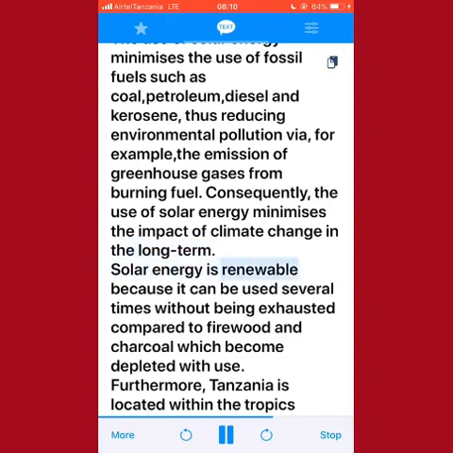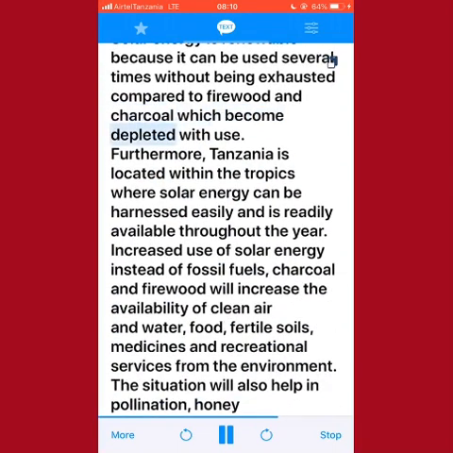Solar energy is renewable because it can be used several times without being exhausted compared to firewood and charcoal, which become depleted with use. Furthermore, Tanzania is located within the tropics where solar energy can be harnessed easily and is readily available throughout the year.